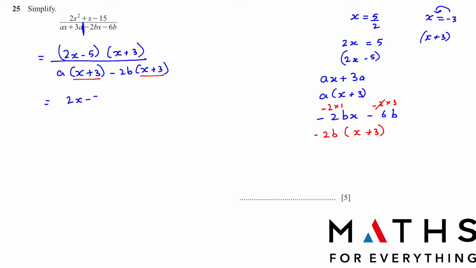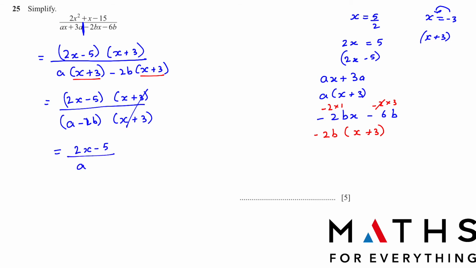Now after this part, the terms which are outside the bracket, a minus 2b, we write it as one. We join them and write it as a factor. And x plus 3, we write it one time. The x plus 3 gets cancelled and you are left with 2x minus 5 over a minus 2b.